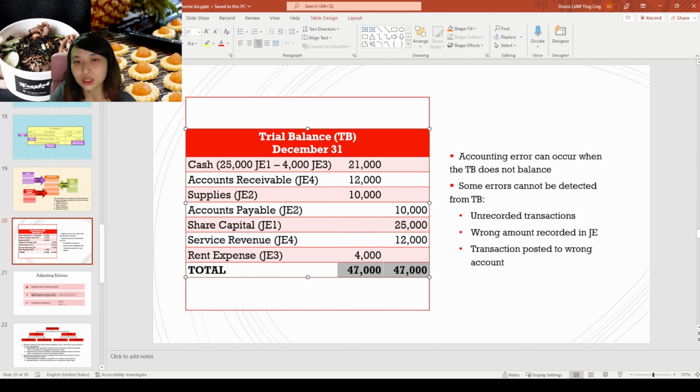So the point of this trial balance is to identify any accounting errors. It is definitely an accounting error if your trial balance doesn't balance. But some errors cannot be detected from a trial balance, such as unrecorded transactions, a wrong amount recorded in the journal entry, or a transaction posted to the wrong account. Let's say instead of debiting accounts receivable, I debit cash. Then nobody will know that I actually debited the wrong account, because this cannot be detected by the use of a trial balance.